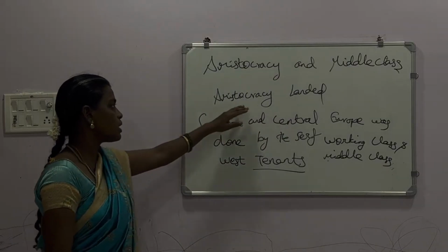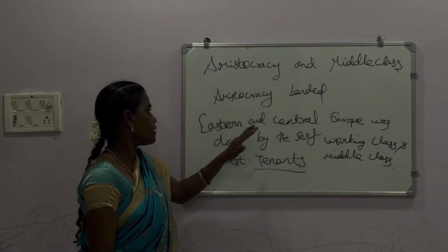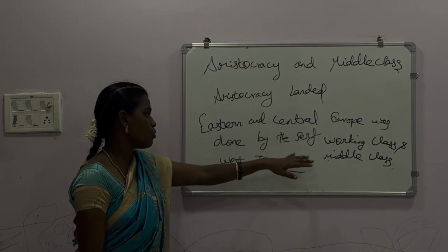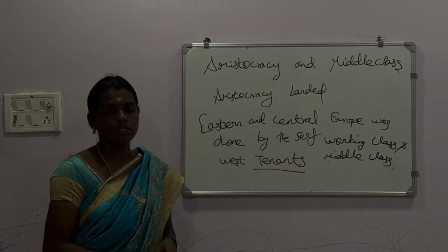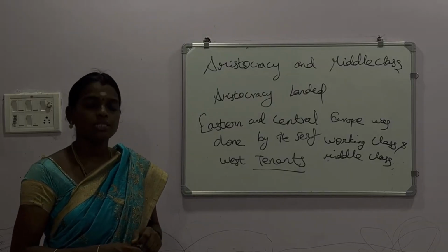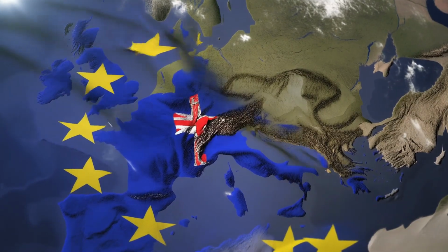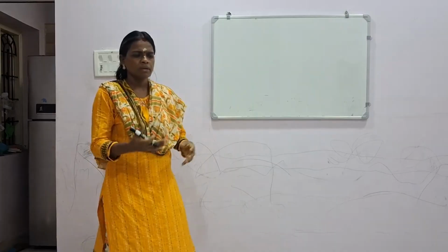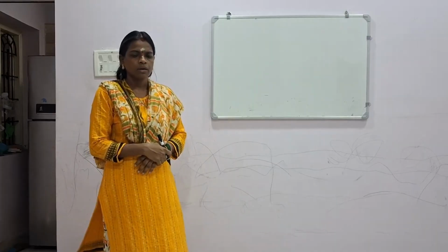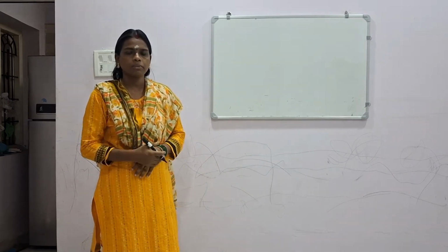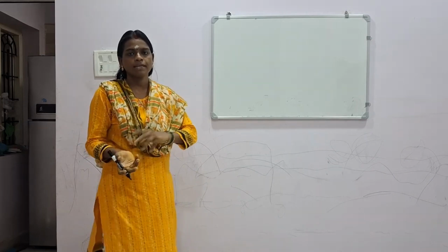So the aristocracy landlord system, and in Eastern and Central Europe the work done by the serf. Working class and middle class were the two social divisions which existed. So the next topic. In the previous classes we studied the aristocracy landlords and the making of nationalism in Europe, all this information we studied in the previous class.